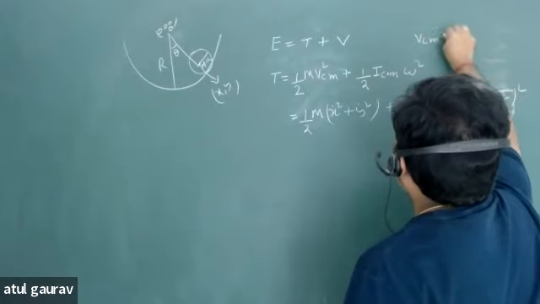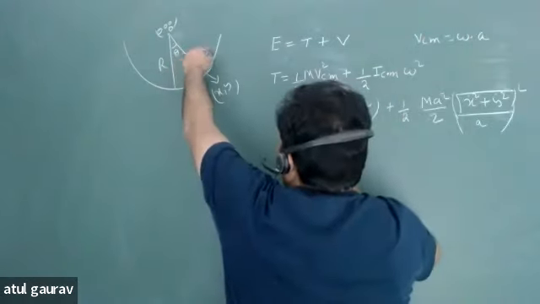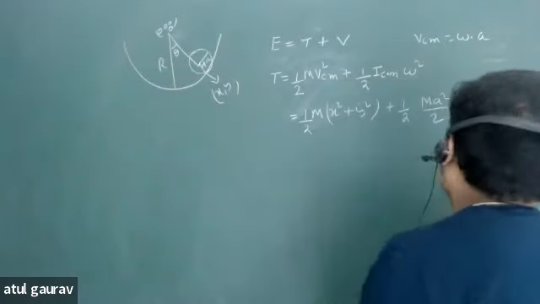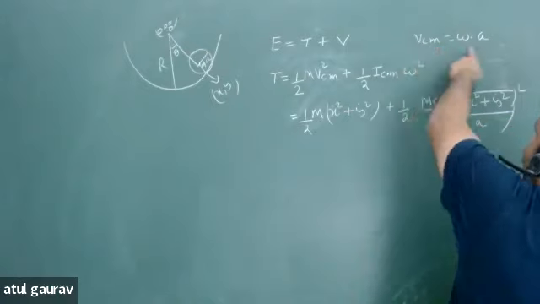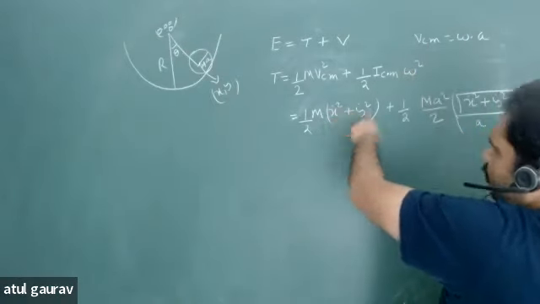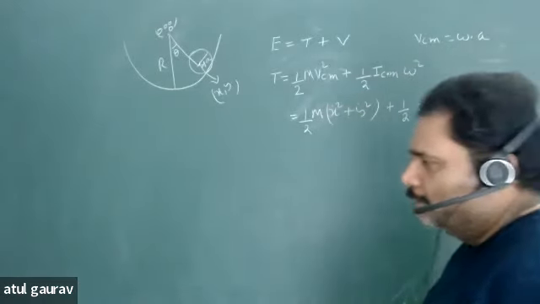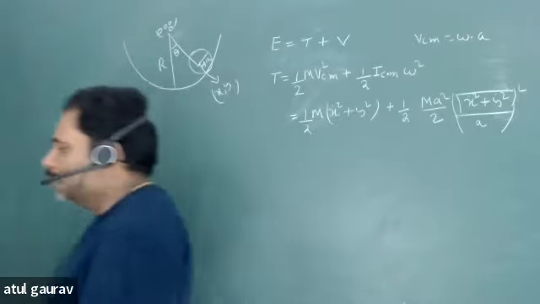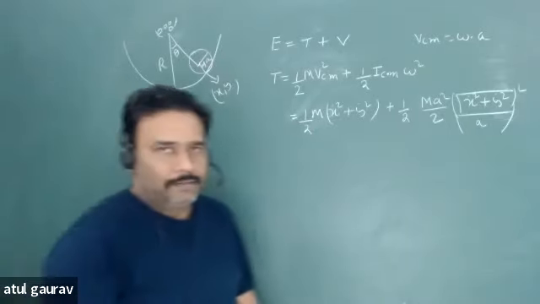VCM is equal to omega into a. And now here you have to take this particular a, and here it is rolling without slipping. So VCM is equal to omega into a. VCM square is this, so VCM is just the root of this one. Very good. But the real challenge is that you have to write each and everything in terms of theta.